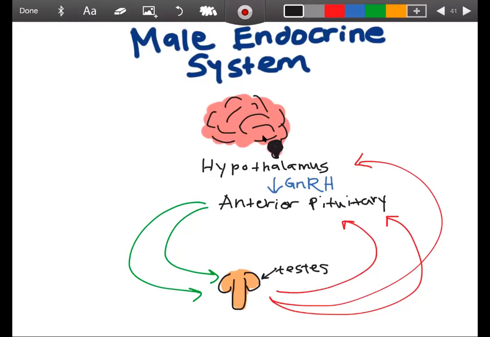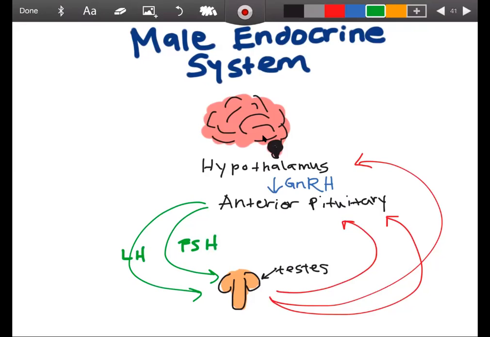First off in the process, your hypothalamus is going to release your GnRH, which is gonadotropin releasing hormone. And when this gonadotropin releasing hormone reaches the anterior pituitary gland, the pituitary gland is going to release two hormones called FSH and LH. These are going to stimulate sperm production in the testes.